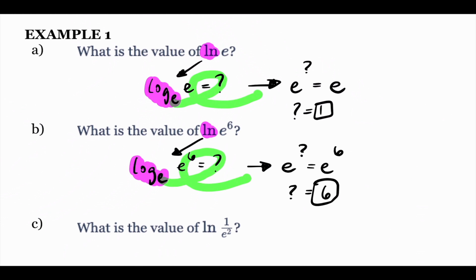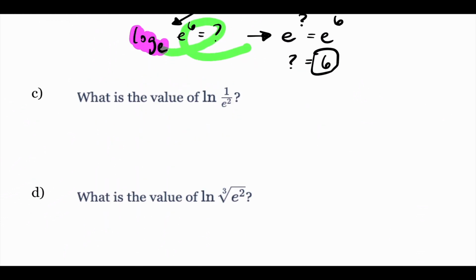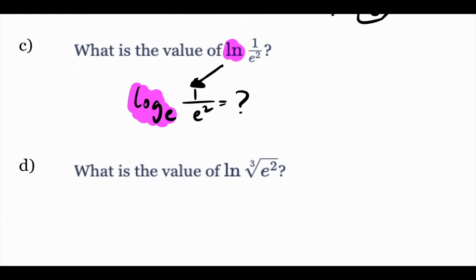All right, let's try letter C now. I'm going to rewrite it. So instead of ln, I'm going to write log base of e. Now I have 1 over e squared. Okay. So again, this is the same thing as this guy here. These two are the same. The ones in pink are exactly the same. So I'm going to do the loop.